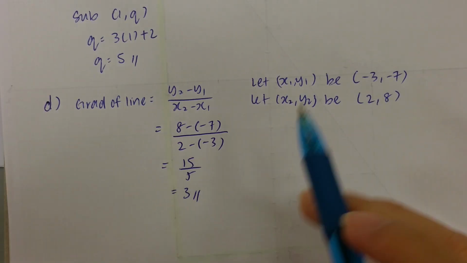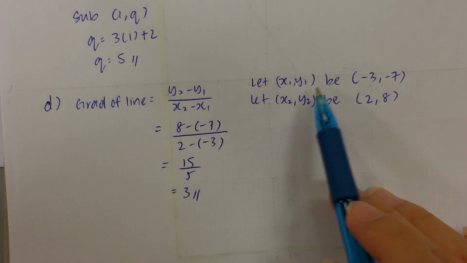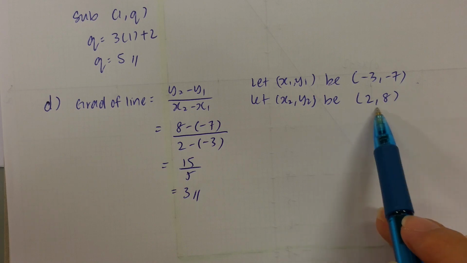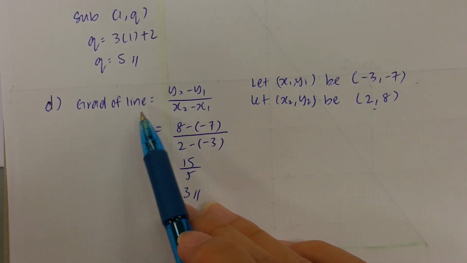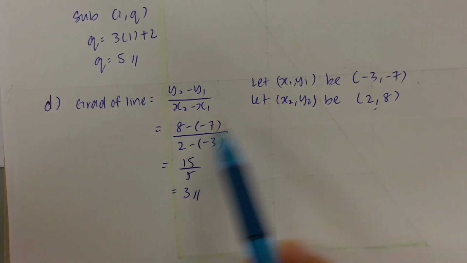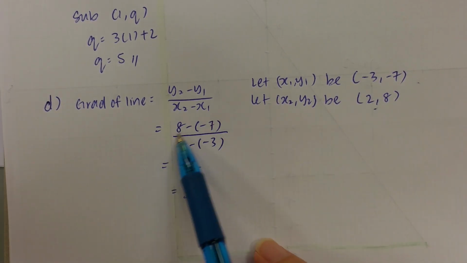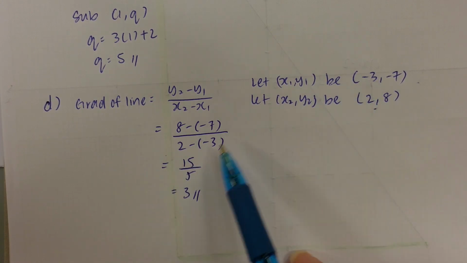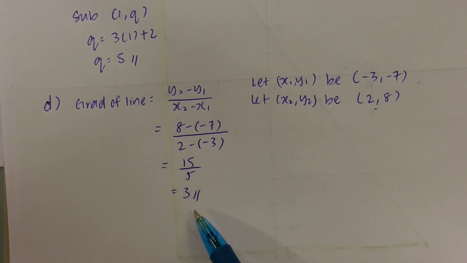As mentioned, write down let x1, y1 be -3, -7, let x2, y2 be 2, 8. And then write down the gradient of line formula: y2 minus y1 over x2 minus x1. Put in the points, y2 is 8, y1 is -7, then x2 is 2, x1 is -3. Do the calculation, you get the gradient of the line to be 3. That's all.